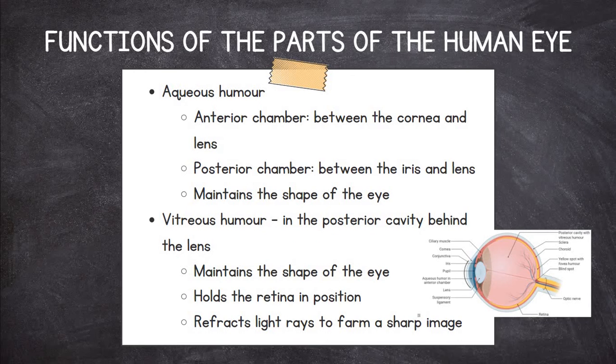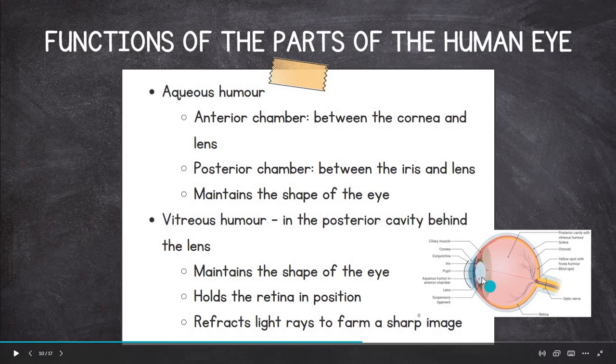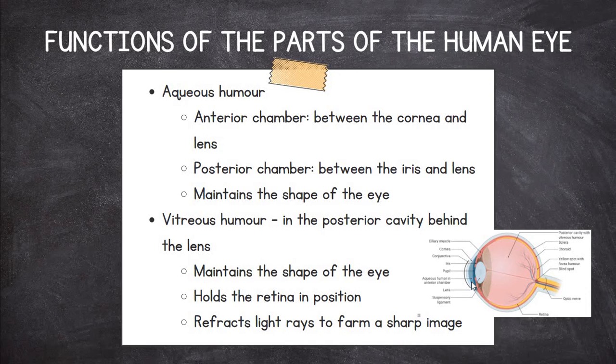Then we have the aqueous humor. Now the aqueous humor can be found in the anterior chamber. So that is between the cornea and the lens, like here in our picture at the front. But then there's also a posterior chamber. So this is between the iris and the lens, where there's also a fluid. And this is important because it maintains the shape of our eye.